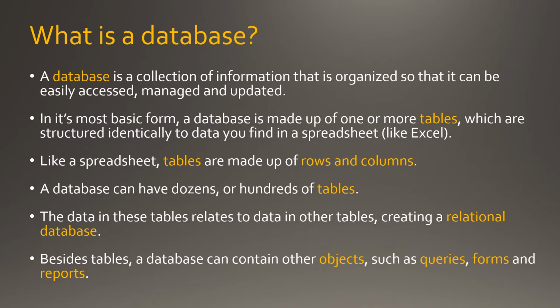A large database can in fact have hundreds, some databases have even thousands of tables. And they are often related together in what's called a relational database by relating different fields in the tables to one another, and that's what creates this relation between the tables. Now, we're going to take a much closer look at that later. Besides tables, a database, including an Access database, can contain other objects. In our case, queries, forms, and reports.